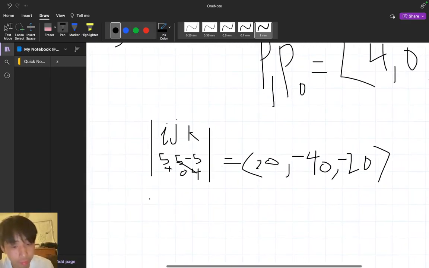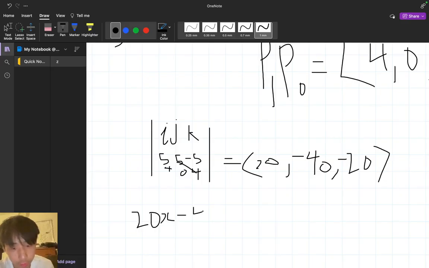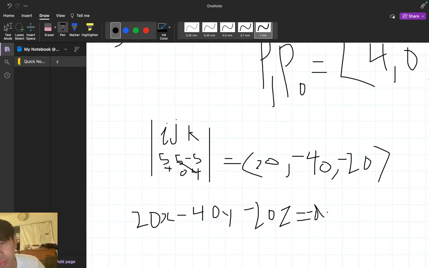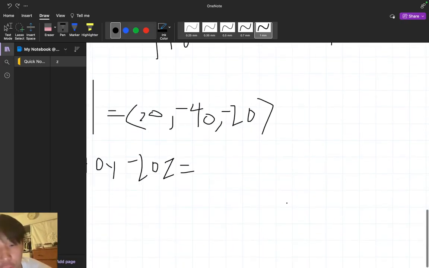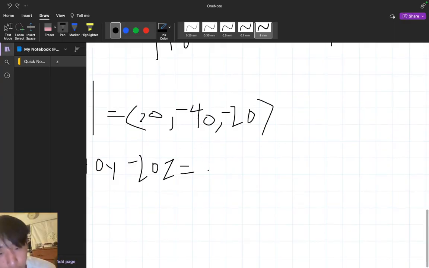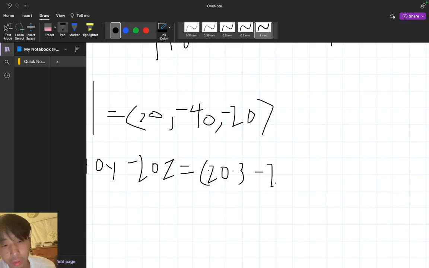And so just put it in: 20x plus minus 40y minus 20z equal to negative D, but D is negative times these coefficients times the 3, 1, 4 we just had, so cancel that negative, and we just have 20 times 3 plus, or actually minus 40 times 1 and minus 20 times 4.